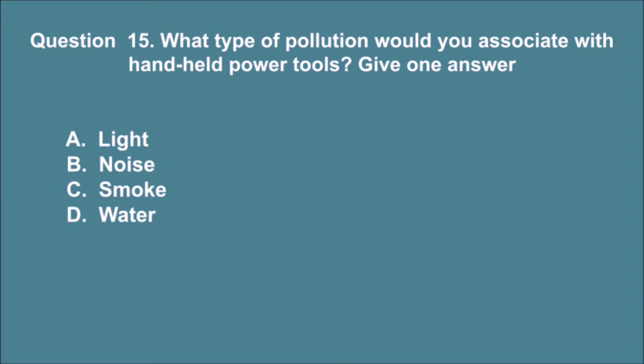Question 15. What type of pollution would you associate with handheld power tools? Give one answer. A. Light. B. Noise. C. Smoke. D. Water. The correct answer is B.